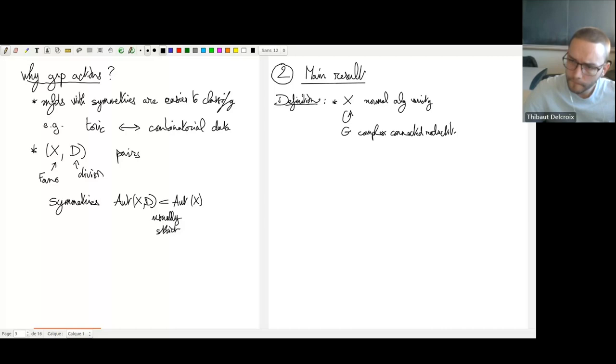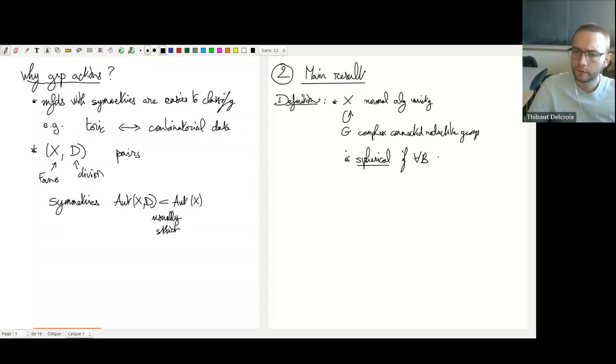And so one says that this is spherical. I may use it in several ways. I may say the manifold X is spherical, or the action of G on X is spherical if for any Borel subgroup B of G, B acts on X with an open orbit.